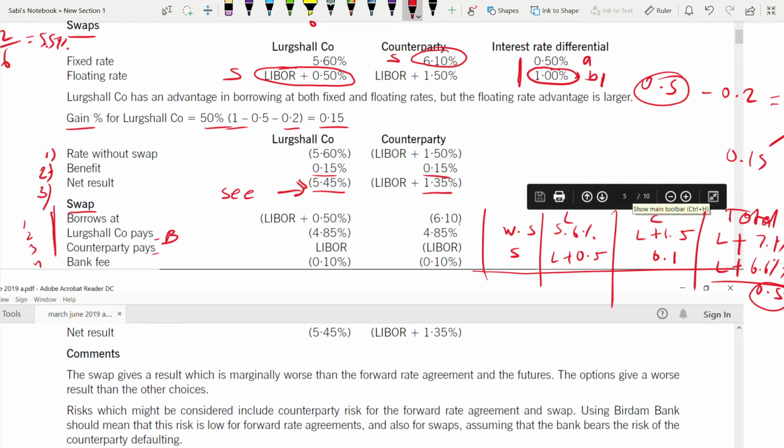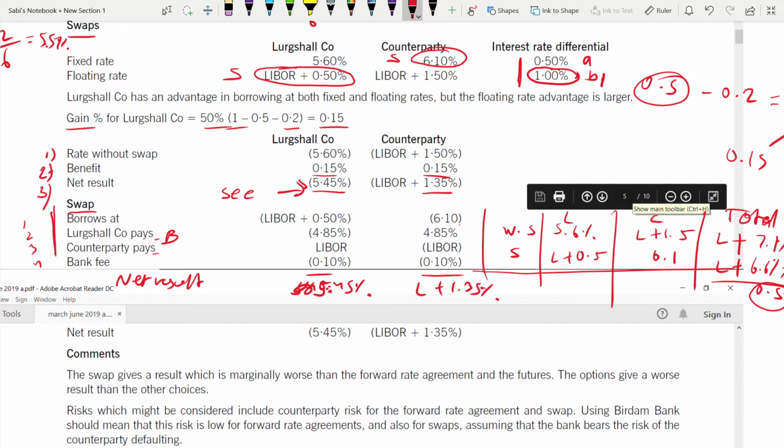How do you do that? It's very easy. Just below, you write here the net result. The net result here is 5.45%. Here it is L plus 1.35%. So ultimately, you have to get 5.45% at the end, whatever you do. That means the company has to pay a fixed rate. Remember, this time the company has to pay a fixed rate because in the net result the company is paying a fixed rate.